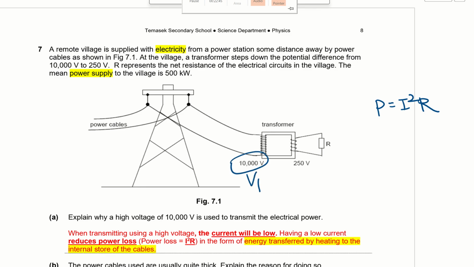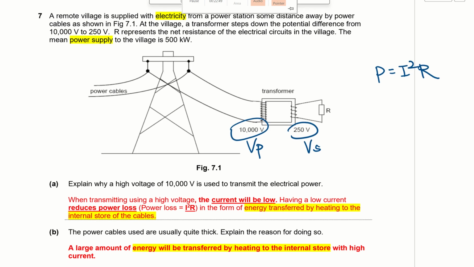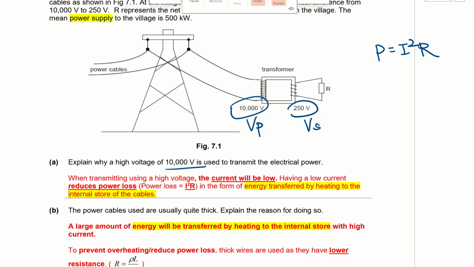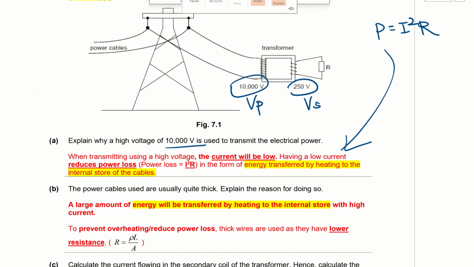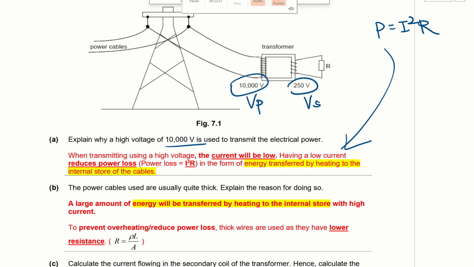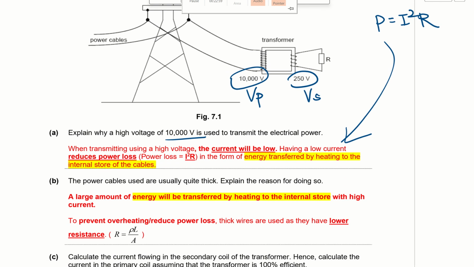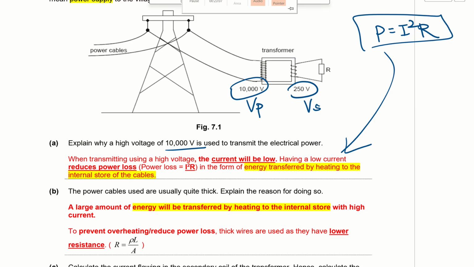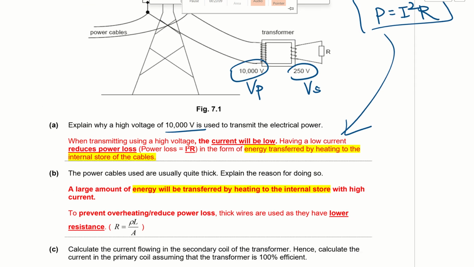So this is my VP. 250 volts is my VS. Okay. So explain why a high voltage of 10,000 volts is used to transmit the electrical power. Like what I said, when transmitting at a high voltage, the current will be low. Okay, so having low current reduces power loss because power loss is given by this formula. Okay, so the energy transferred by heating to the internal store of the cable will be very little.